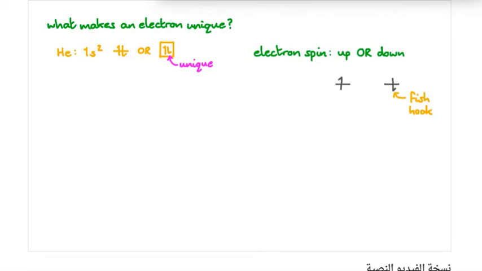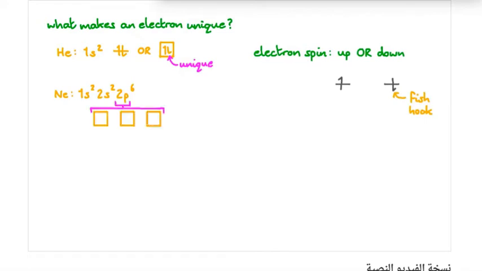They're in the same shell, the same subshell, and the same orbital, but one is spin up and the other is spin down. That solves the problem of describing electrons in the same orbital, but what about electrons in different orbitals but in the same subshell? Here's the electron configuration for an atom of neon, and there are 6 electrons in the 2p subshell. How do we go about labelling these electrons uniquely?